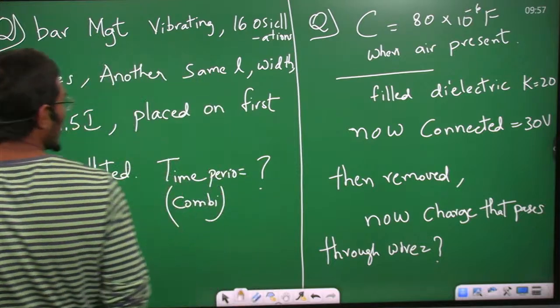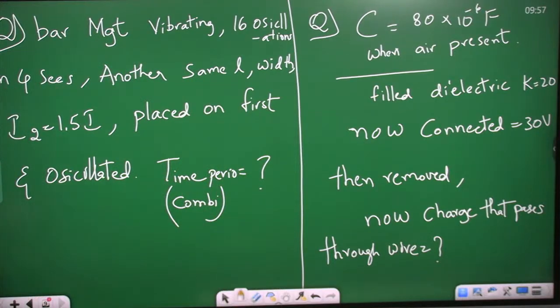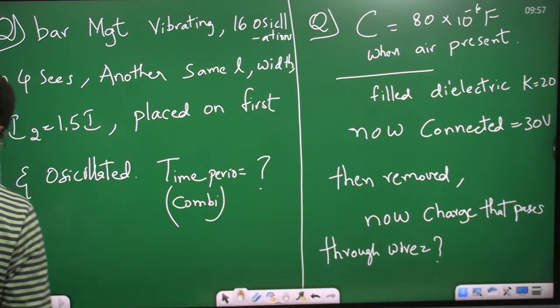Okay, the second question says that a parallel plate capacitor has a capacity of 80 into 10 power minus 6 farad when air is present between the plates. The volume between the plates is then completely filled with a dielectric slab of dielectric constant 20. The capacitor is now connected to a battery of 30 volts by wires. The dielectric slab is then removed. Then the charge that passes through the wire now is dash.